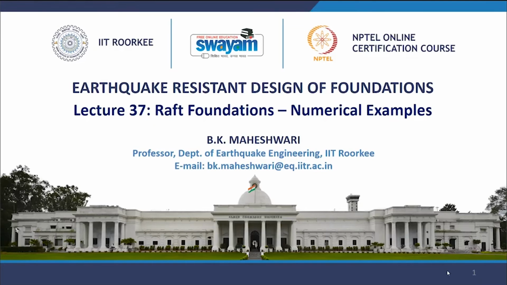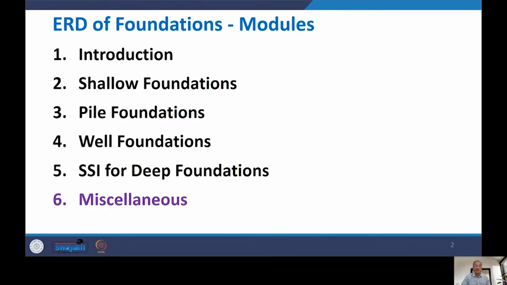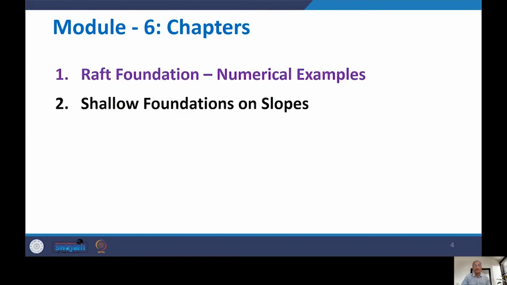Today we are going to have the 37th lecture of this course, which is on Raft foundations, some numerical examples. Actually, we are going to have the last module of this course, which is miscellaneous. This is the 6th module of the course, and under this module, mostly the things which we have not covered yet, we will talk. First, we are going to talk about Raft foundations, some numerical examples, and then shallow foundations on slopes.